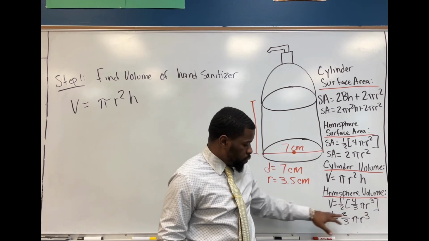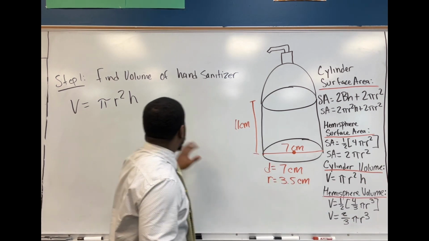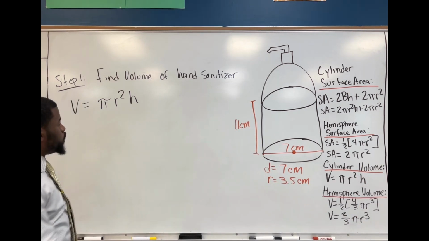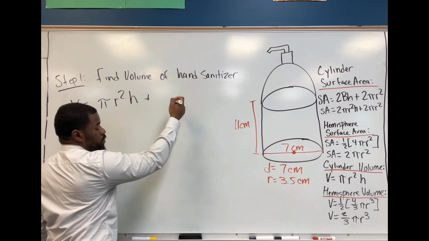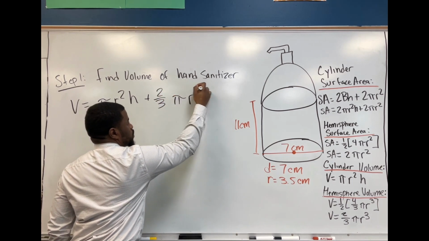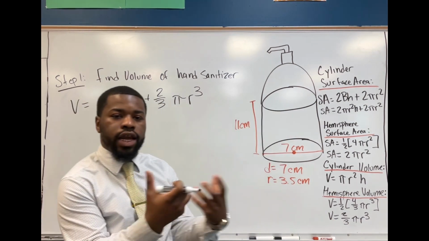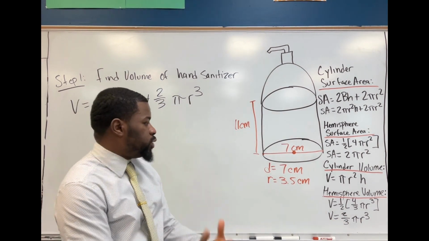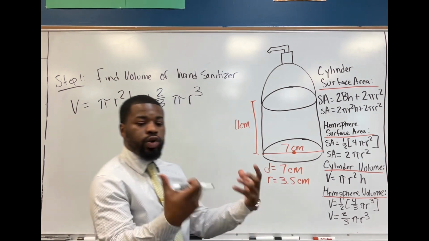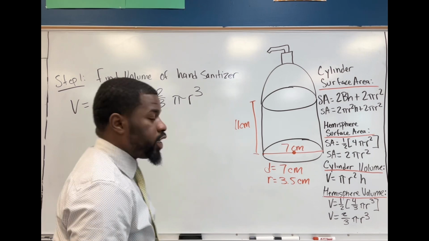Half of that, you're gonna multiply by half. Half of that is 2/3 pi r cubed, all right? So in this case here, I'm gonna add plus 2/3 pi r cubed. The reason why I added this portion here is because we're combining the two entities. We have the cylinder and we have the hemisphere. We have to combine the two in order to identify the full volume of the hand sanitizer.